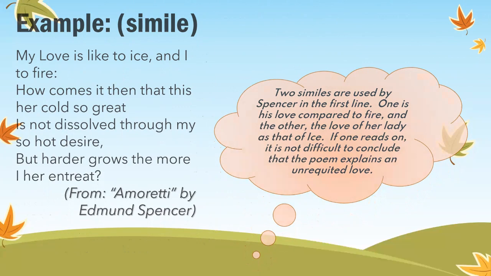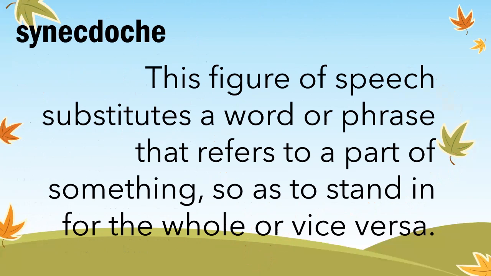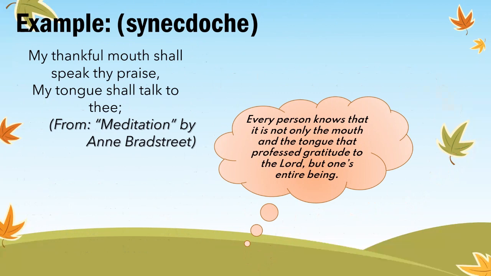Synecdoche is a figure of speech wherein you substitute a word or phrase that refers to a part of something, so that you can use a word that represents the whole. From Meditation by Anne Bradstreet: "My thankful mouth shall speak thy praise, my tongue shall talk to thee." If you look at the words mouth and tongue, these are not the only ones we use for praising the Lord, right? So the mouth and tongue represent our entire being, our entire person. So that's synecdoche. The mouth and tongue are used to represent the entire being of a person.